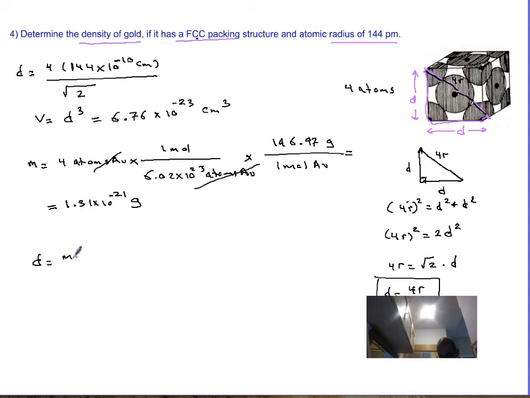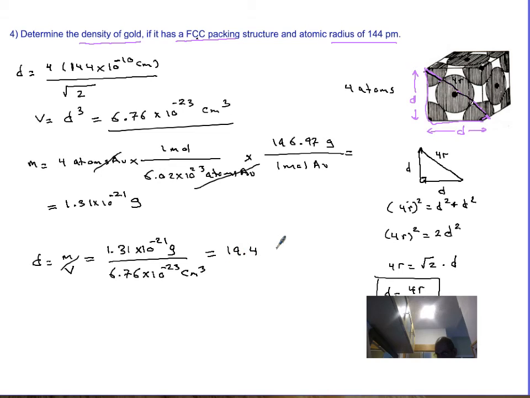So finally, density is mass over volume. And it's equal to 1.31 times 10 to the minus 21 grams divided by the volume, which was 6.76 times 10 to the minus 23. If calculation is performed correctly, it's 19.4 gram per cm cubed. Let me just... So it's 19 grams per centimeter cubed.